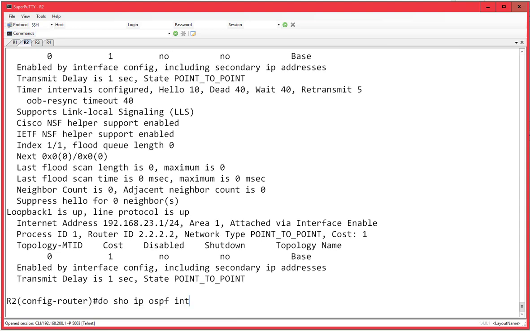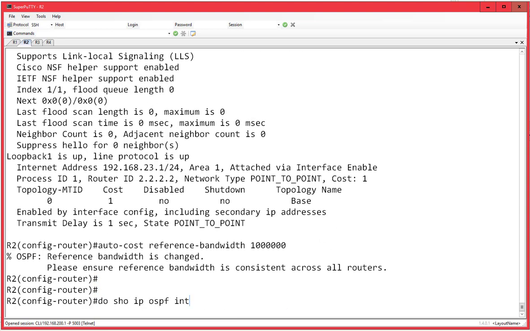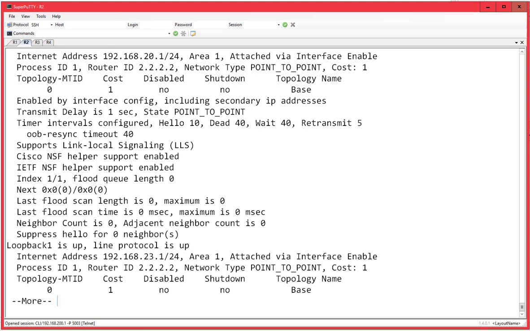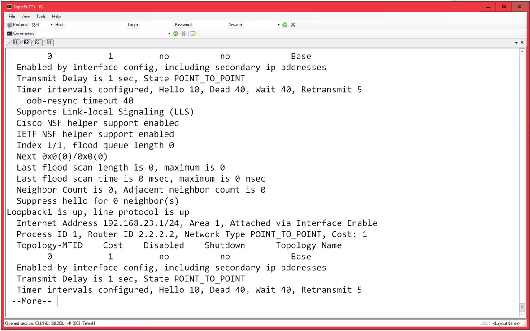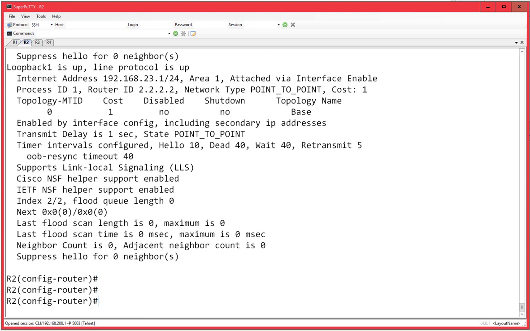I need to change my reference bandwidth to a higher value. We'll just make it that big. All right. Still a cost of 1. Why is it not changing? See the bandwidth. Actually, you know what? No, it's a loopback. It should still, the cost should still be calculated.